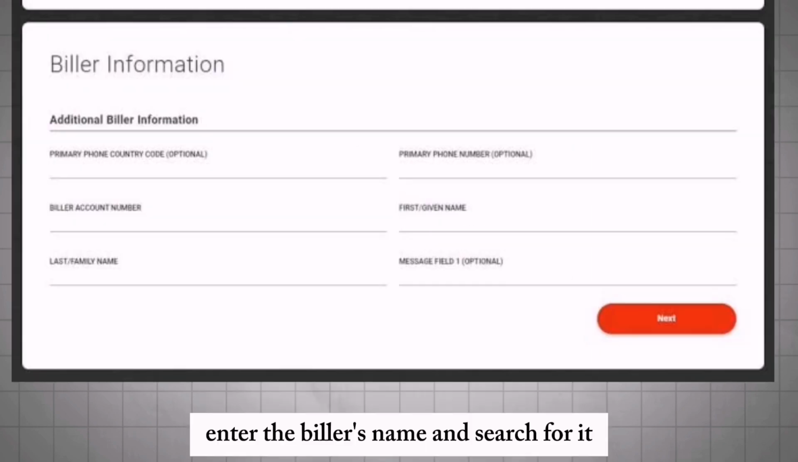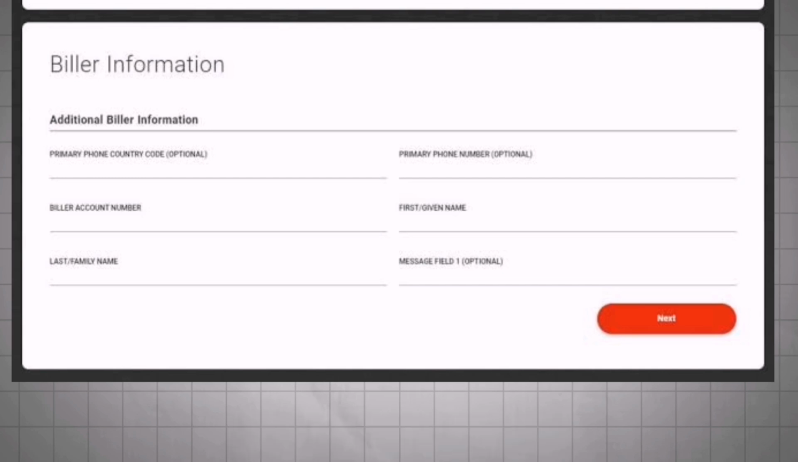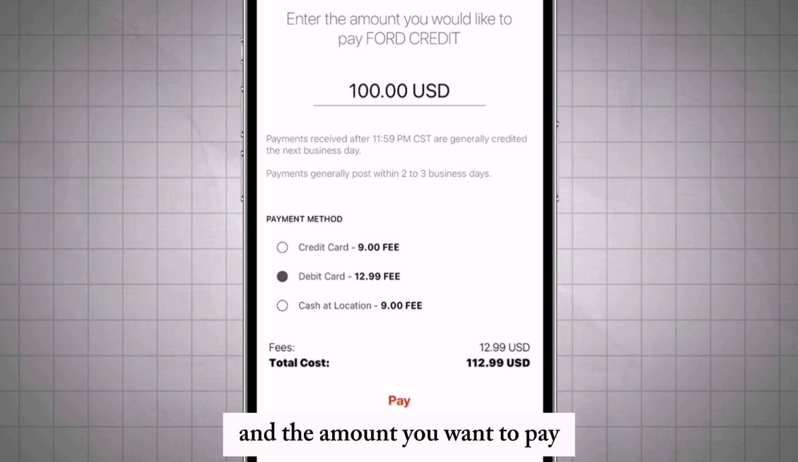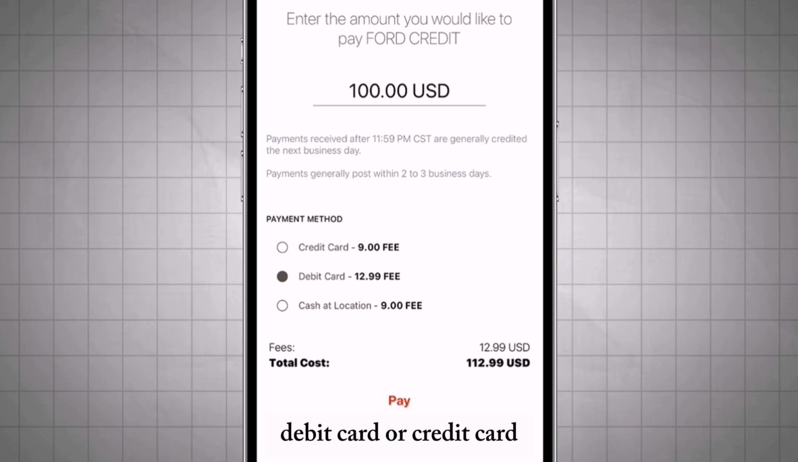Enter the biller's name and search for it using the app's search function. Provide your account number and the amount you want to pay. Choose a payment method, either your bank account, debit card, or credit card.